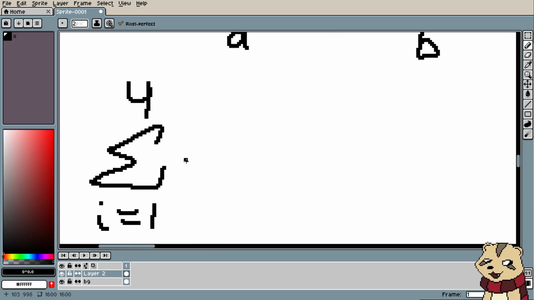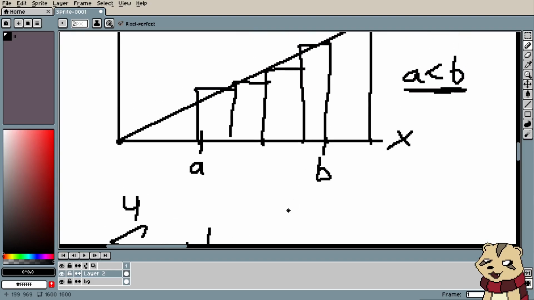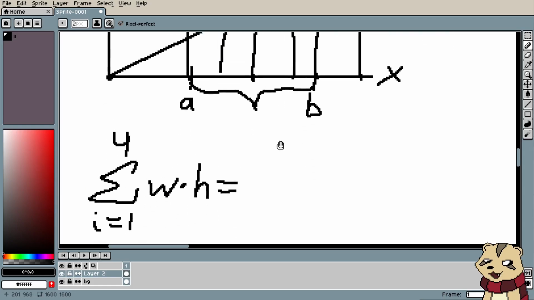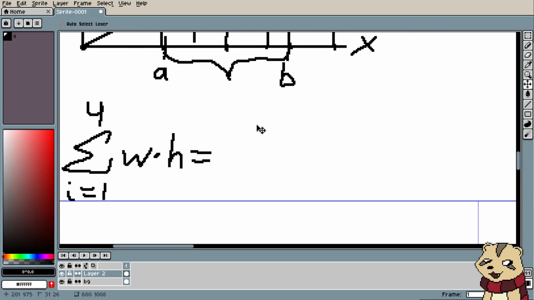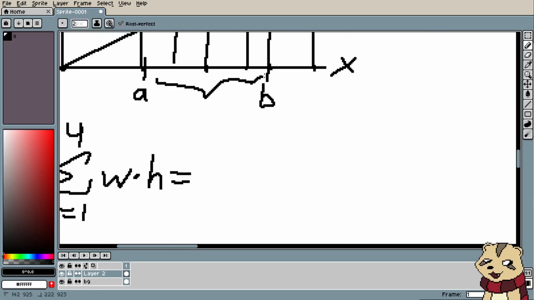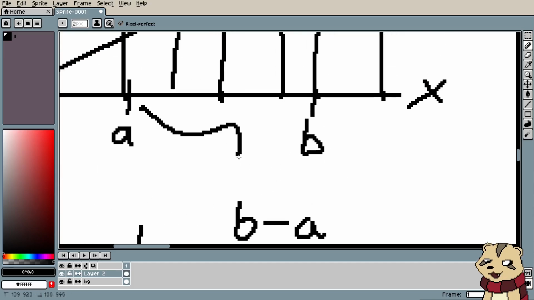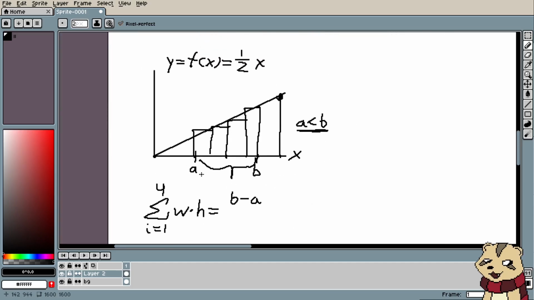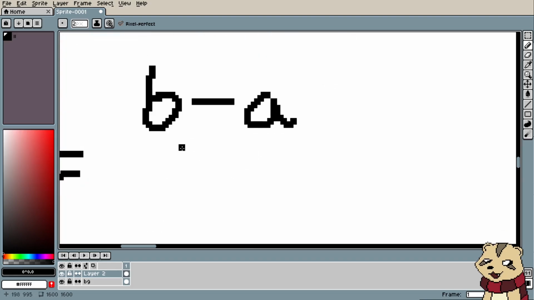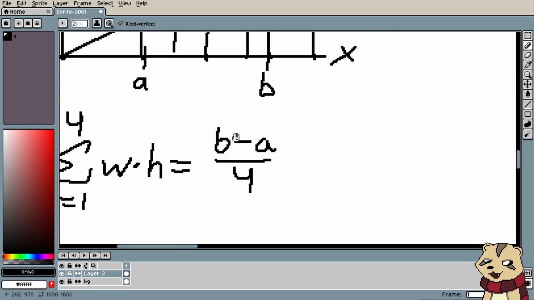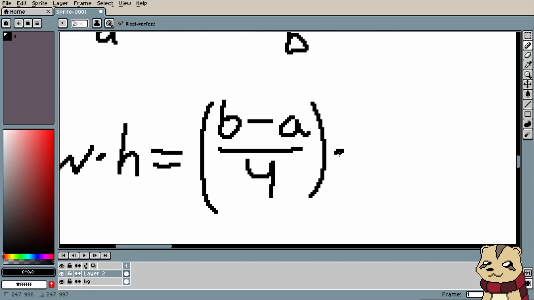So now we have, again, our width times height, but now our width is dependent on the range here. So really we want the length of this range. That's going to help us tell how wide the rectangle should be. And the length of that is just b minus a. So with this range, you want to divide it into 4 rectangles. So each width is going to be that over 4. This is the width of each rectangle now.